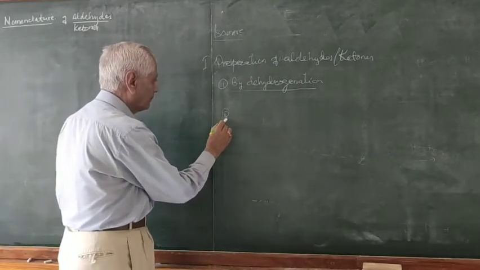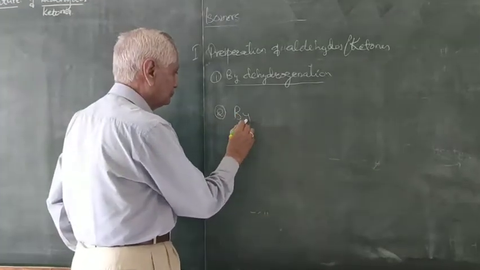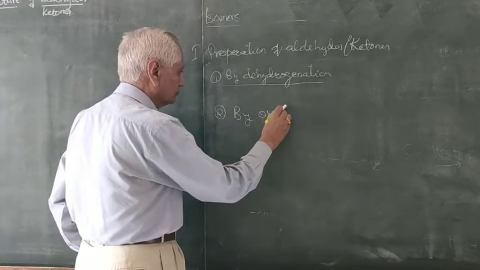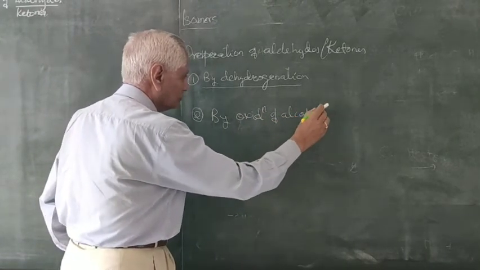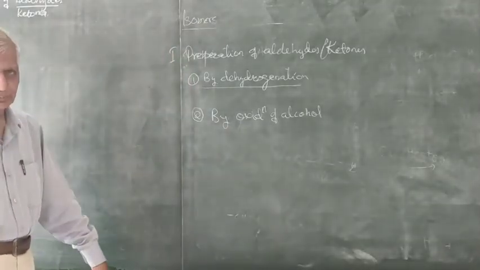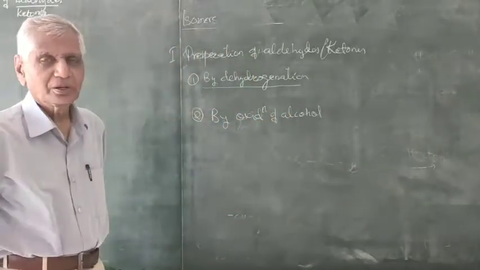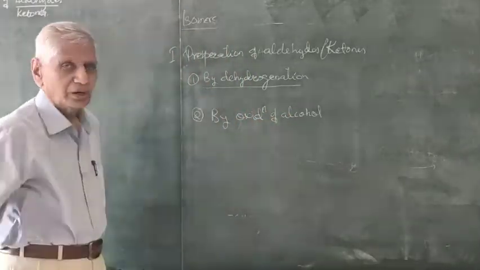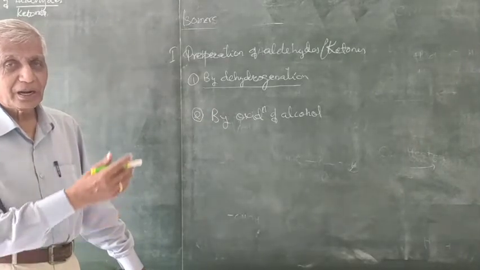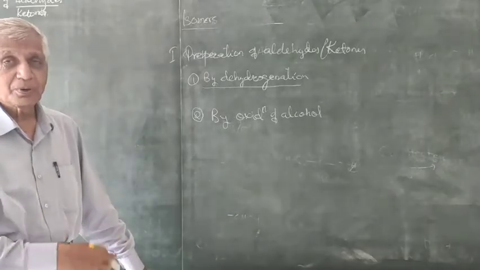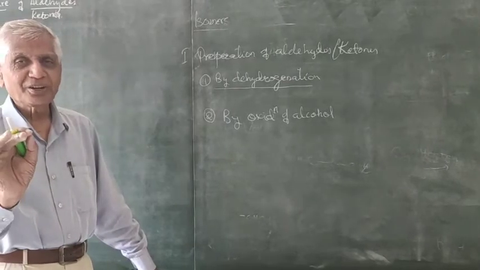Secondly, by oxidation of alcohol. Here, the same type of reaction takes place, just like there, a dehydrogenation reaction. The H of the OH and the H of the alpha hydrogen, alpha carbon. The only difference here is that it will react with the oxidizing agent.